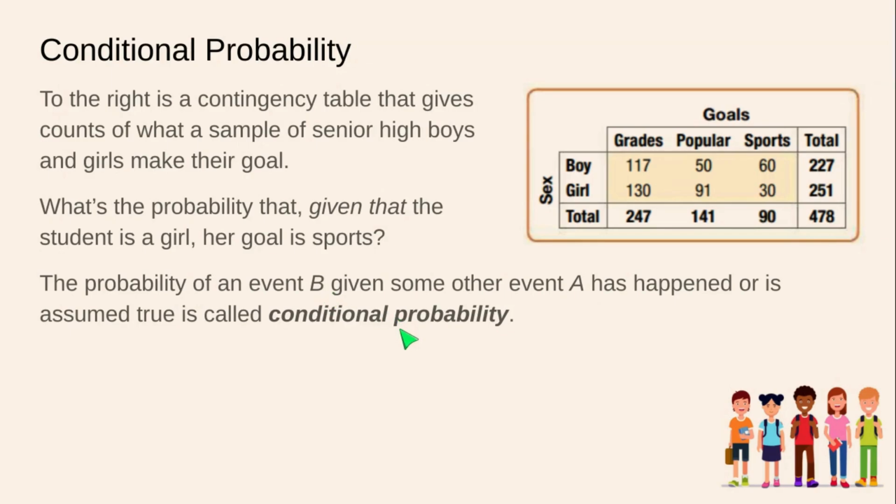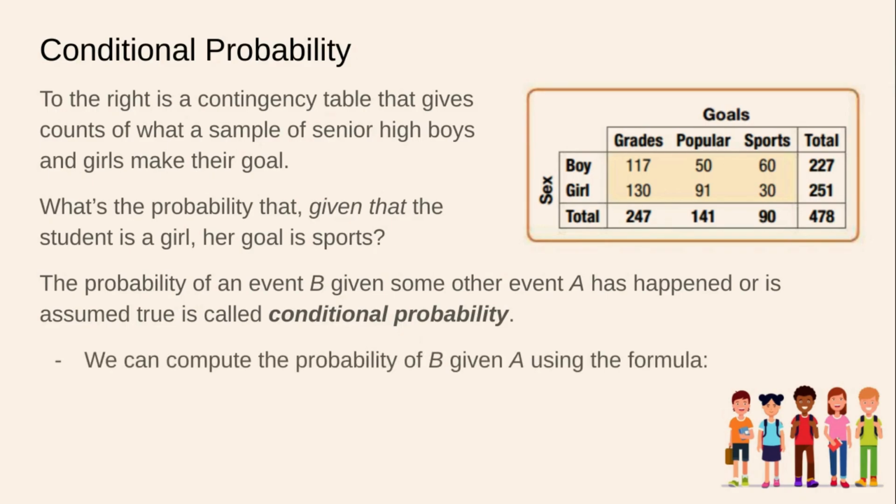That is conditional probability. And we can find the probability of B given A, B on the condition of A already happening or being assumed to be true, using this formula. The probability of B given A is the probability that they both happen divided by the probability that A happens. So we're only considering the circumstances in which A happens, and we ask ourselves, what are the odds that B happens as well? That's why this formula works.